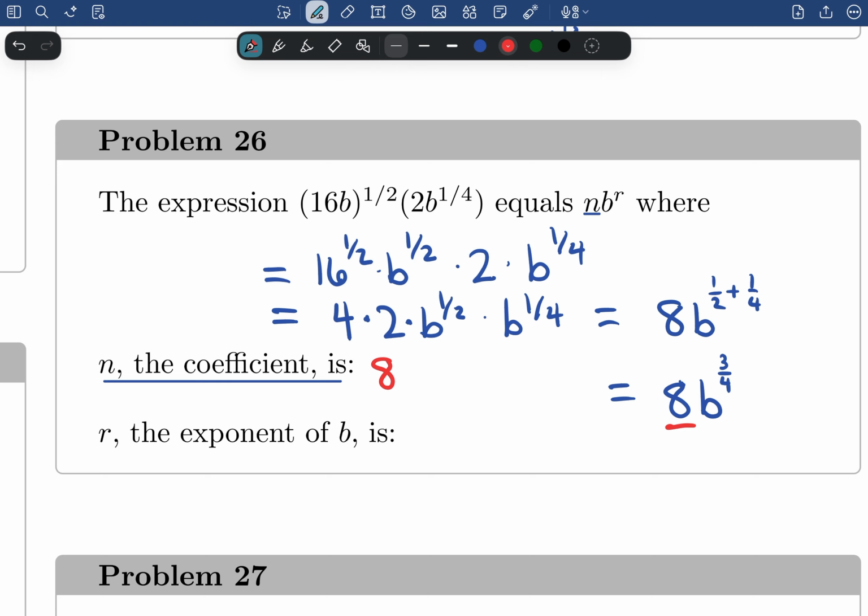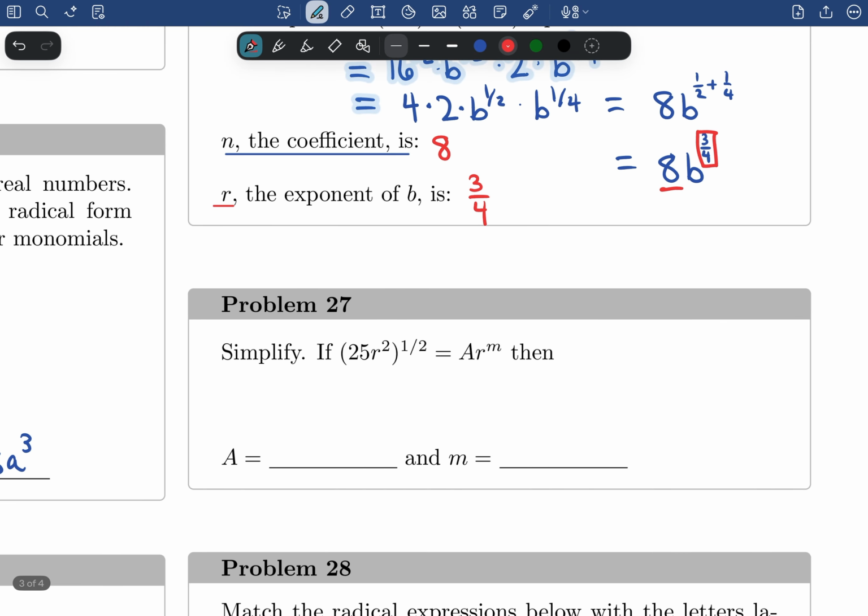And then r, that's the exponent of b, right? That's this exponent right here. That's the resulting exponent of b. So that answer is 3/4. That's the exponent. Great.